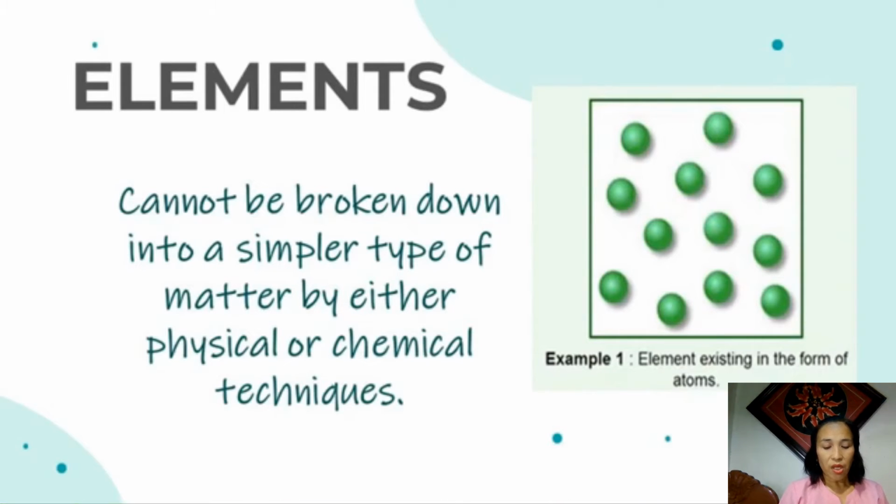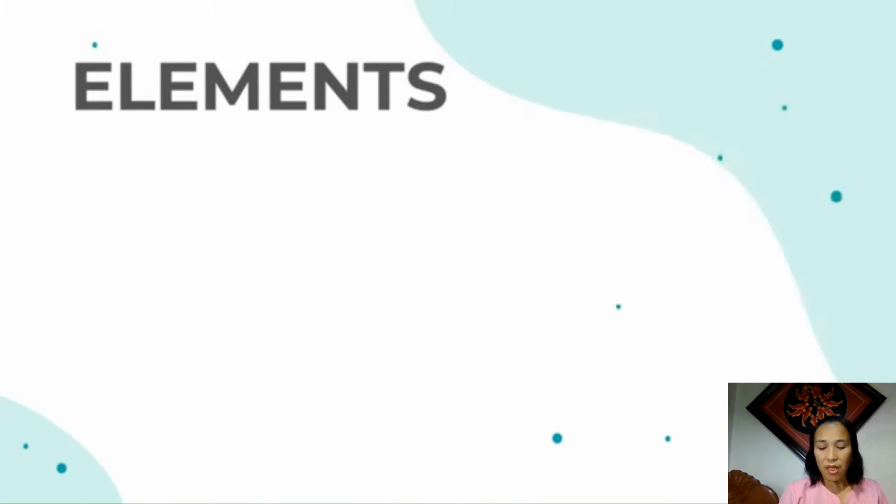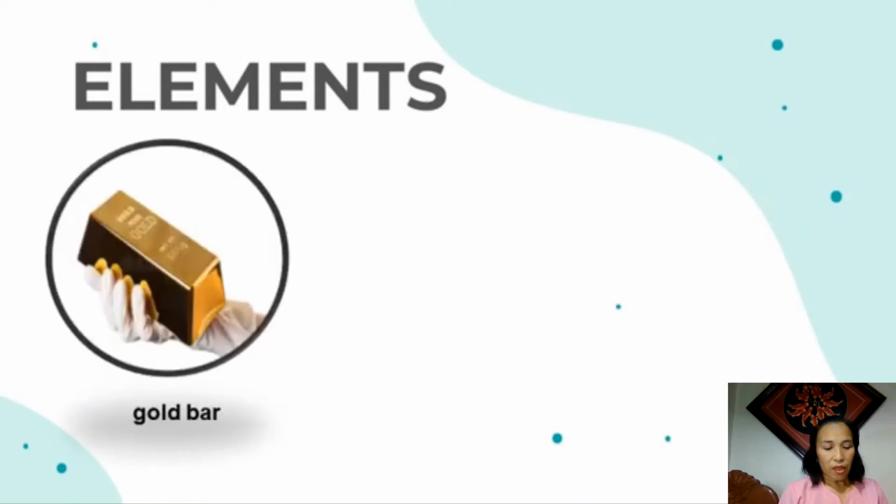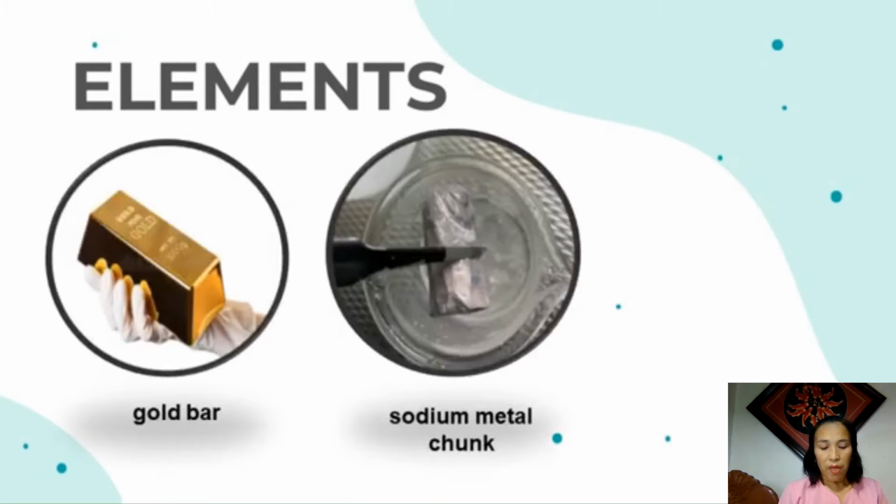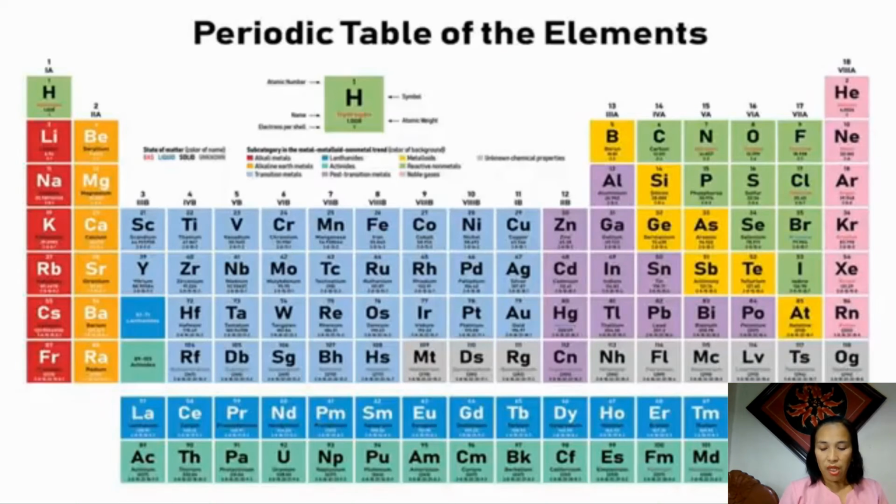By the way, it is correct that an atom can be destroyed, but not by chemical means. You must use a powerful reaction called a nuclear reaction to destroy or change atoms. Atoms are made up of smaller particles, but they are not easily broken down by ordinary chemical means. Some larger elements break down spontaneously due to being radioactive. Common examples of elements are gold bar, sodium metal, and bromine gas.